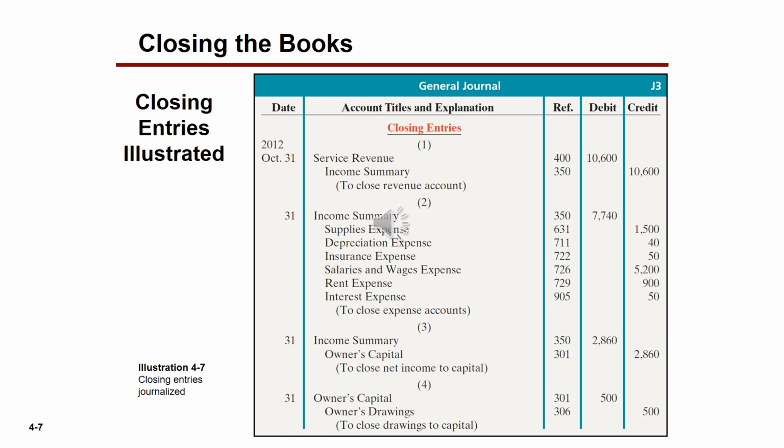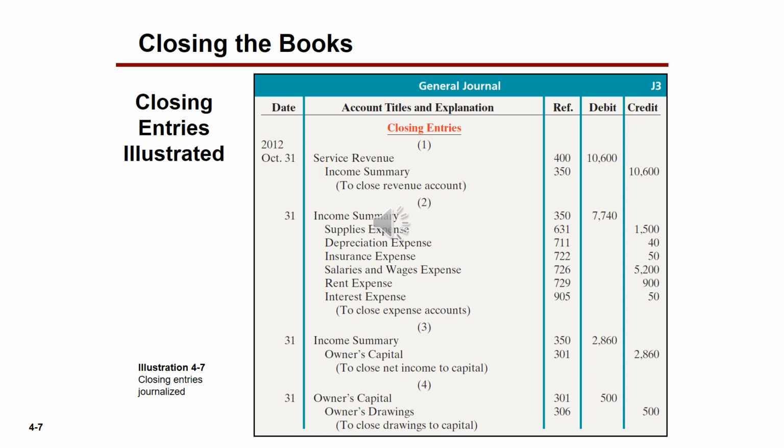The example we have here includes supplies expense, depreciation expense, insurance expense, salaries and wages expense, rent expense, and interest expense, right? So we take these accounts' total and debit that same amount to the income summary, and credit that amount of each account directly to that specific account in order to bring all of these expense accounts to a zero balance.